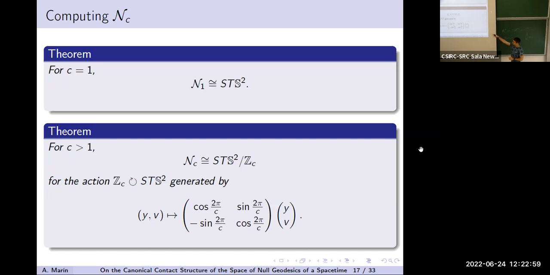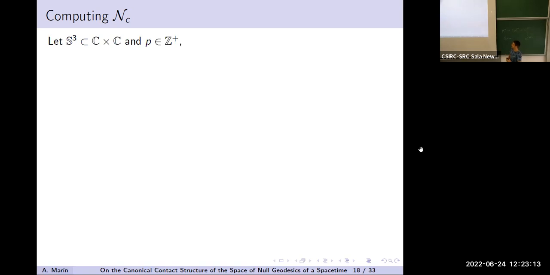So I have this description, but I want to see it as maybe some manifolds that I already know before. And the answer is that I can actually do this, and the answer that I'm going to get is that these are lens spaces. So let me introduce very fastly lens spaces.